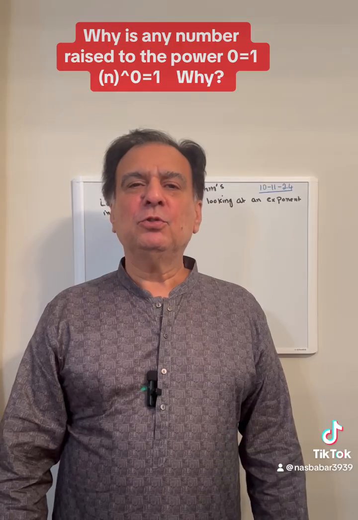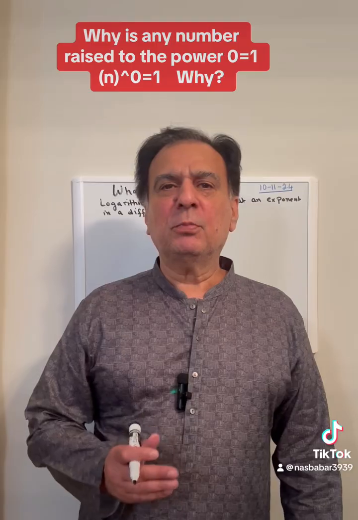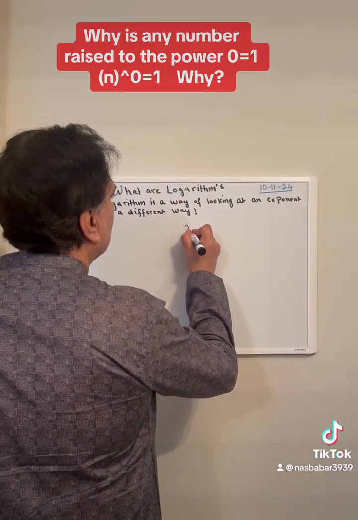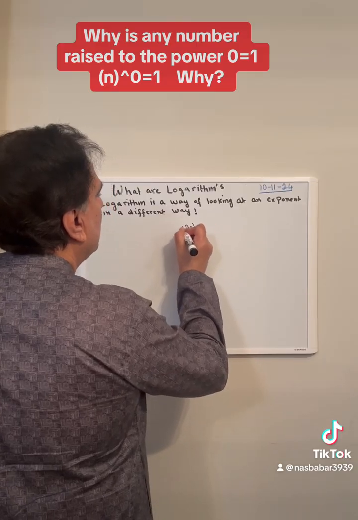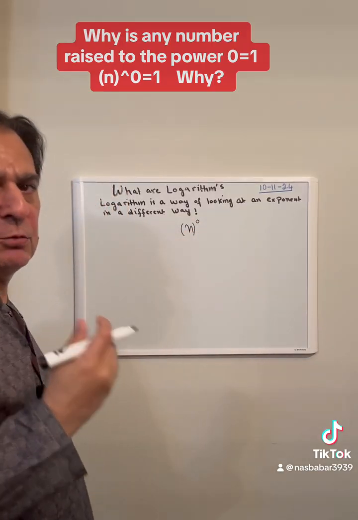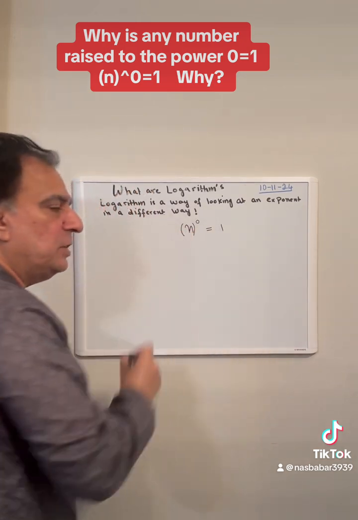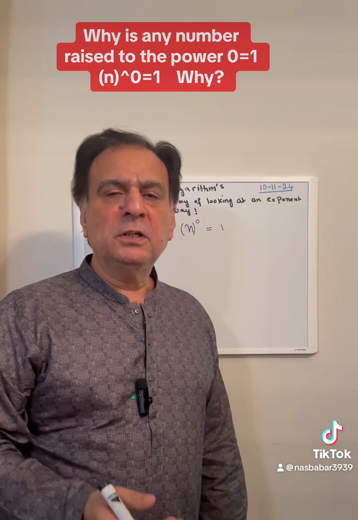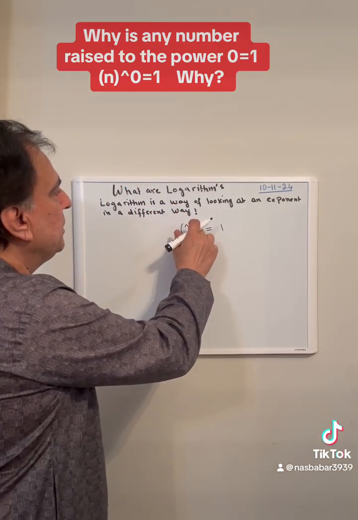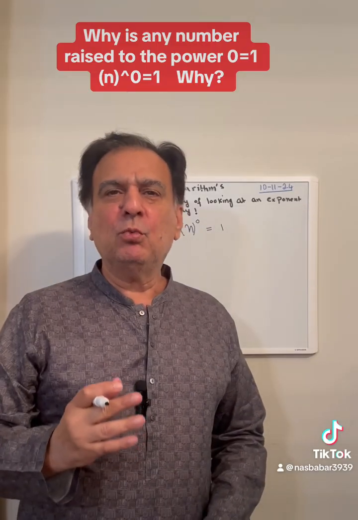Welcome. Let me ask you a question, to all of my math students, algebra students. Have you ever thought about why everything raised to the power 0 is 1? So n can be any number. If you raise it to the power 0, if the exponent is 0, that is always going to be 1, no matter whether n is 100, 100,000, 1 million, or 1 billion. If your exponent is 0, that is always going to be 1. Have you ever thought about why that is?